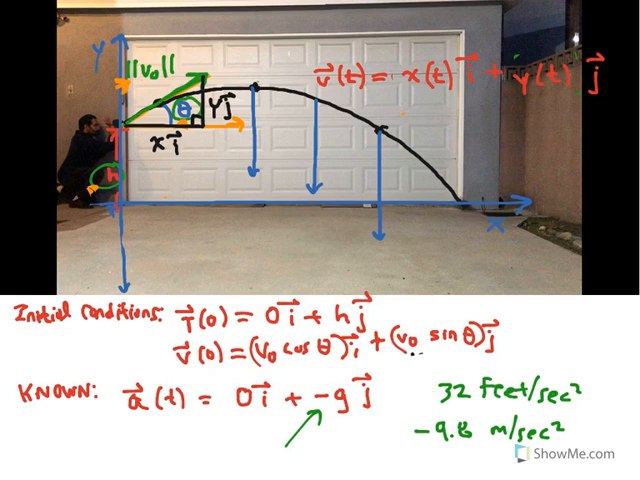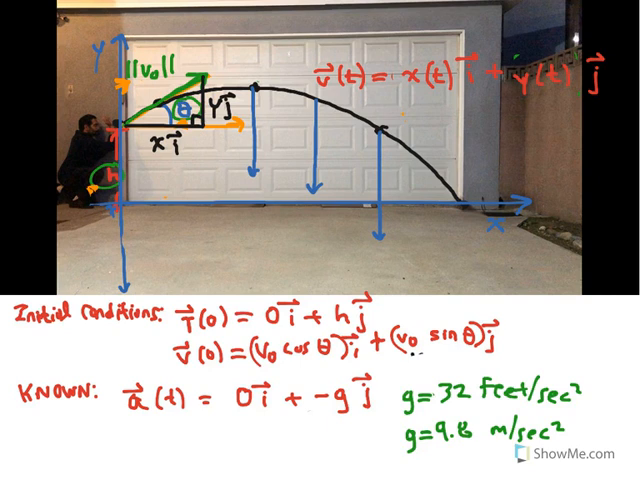Or you can just say g is equal to 32 feet per second squared, and g is equal to 9.8 meters per second squared. But of course here you have negative g because acceleration is pointing downwards. So now we're ready to go ahead and do the integration.